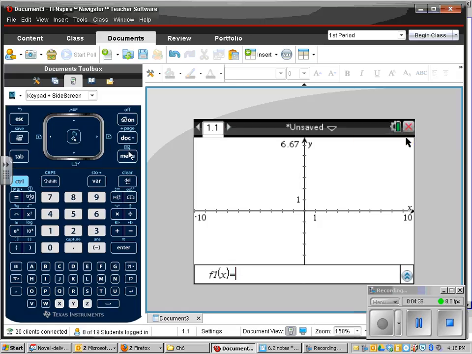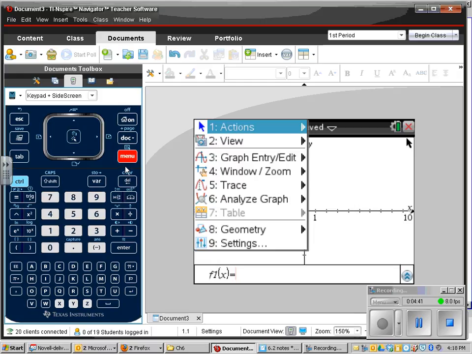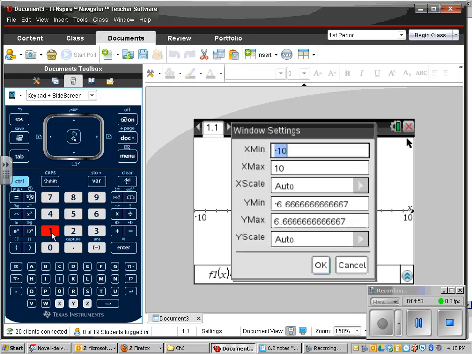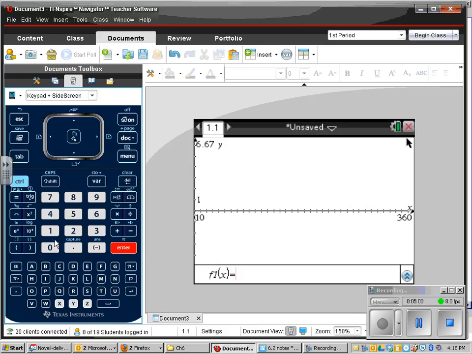The next thing that we need to check on is to make sure that we have the right view window. We don't want answers that are between negative 10 and 10. We want angles that are between 0 and 360. So I go to the window, settings, and x min is going to be 0, and x max is going to be 360. That corresponds to the degree mode. Now I'm ready to enter the left side of my equation, which is 2 times sine x. Don't forget to arrow out of your parentheses for the angle, and then plus 1.